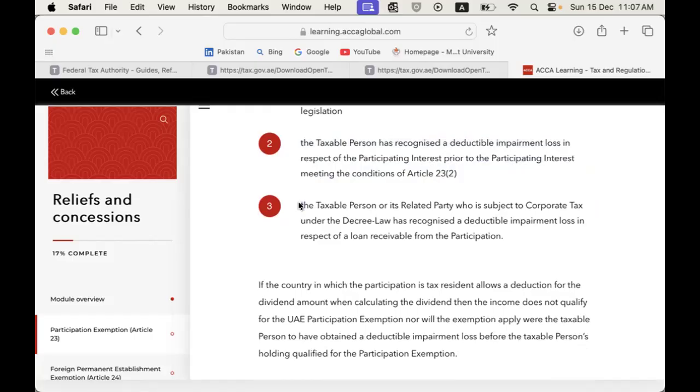But I think we read previously just now that if there's any loss booked on a company that is a participating interest, you cannot claim that loss as part of your tax return, right?